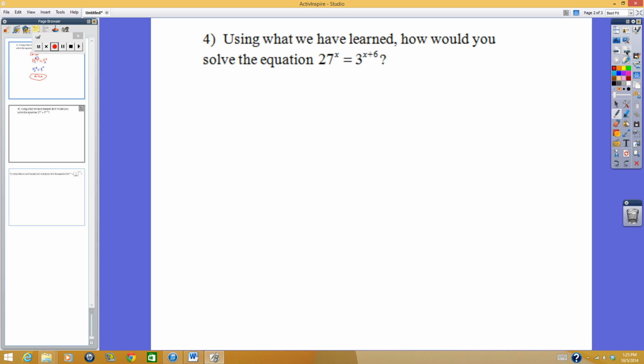Now I'm going to go over numbers 4 and 7. These get a little more difficult. So same thing. You know 3 is the smallest number possible. You can't break down your 3. So let's break down this 27. 27 divided by 3 is 9. 9 divided by 3 is 3.